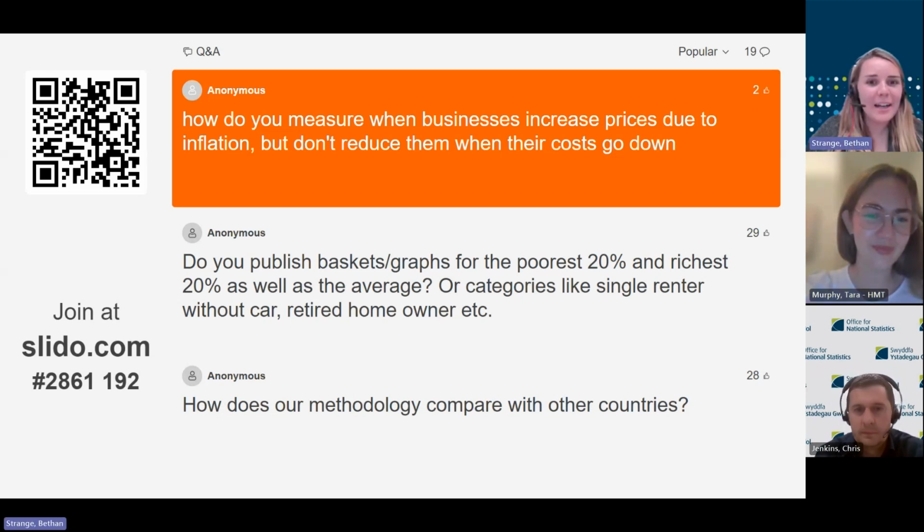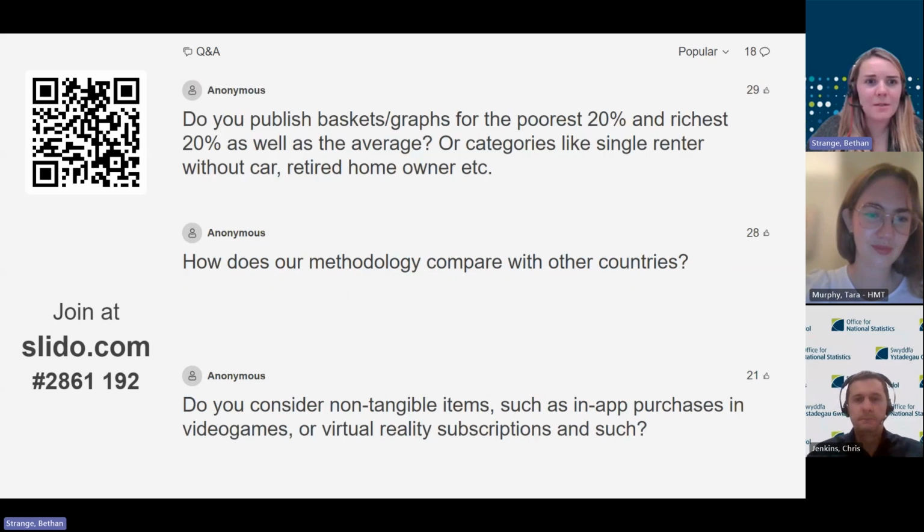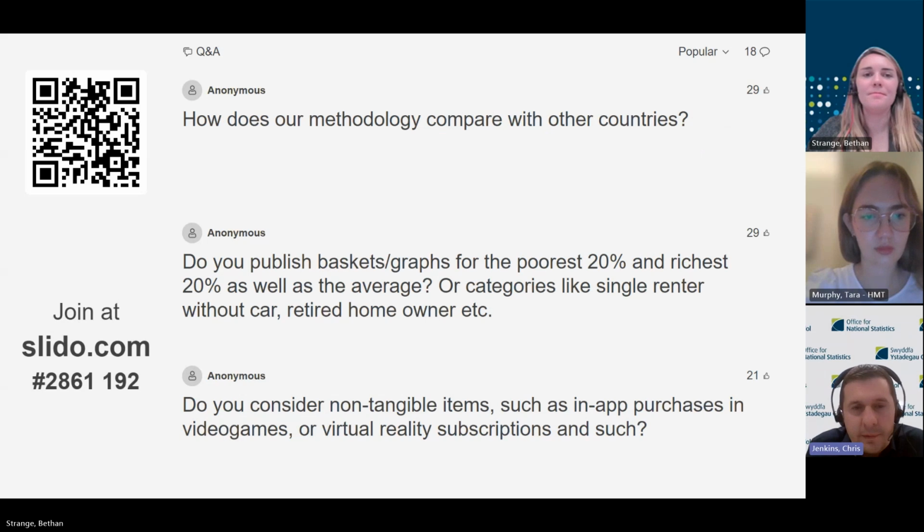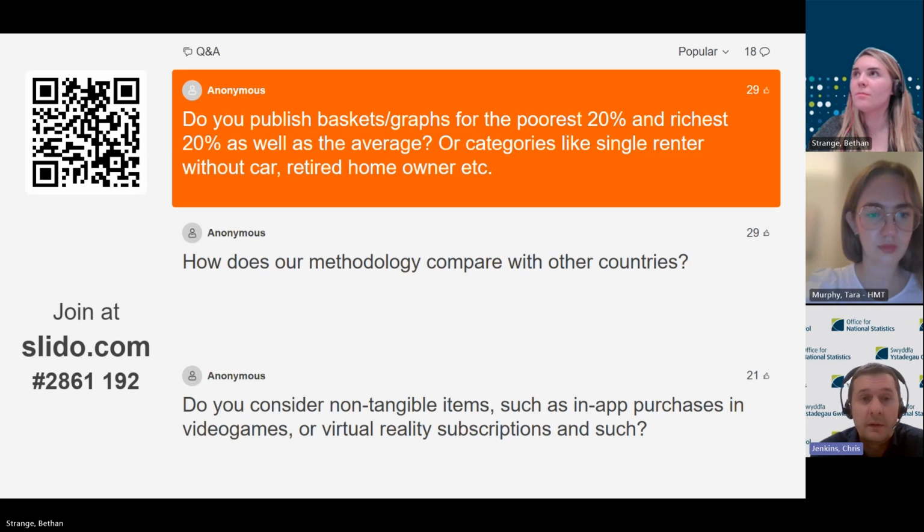Thank you, Tara. So the next one is, do you publish baskets or graphs for the poorest 20% and richest 20% as well as the average, or are they more like categories such as single renter without car, retired homeowner, etc.? So I would have to double check, but I think that's what we publish within our household cost indices. As I've said during the presentation, we're producing this new experimental measure of consumer inflation that allows us to break it down in terms of different groupings of households, and I'm pretty sure we do it by percentiles in terms of income percentile. So I'll double check, and we can circulate the HCI release following the webinar.